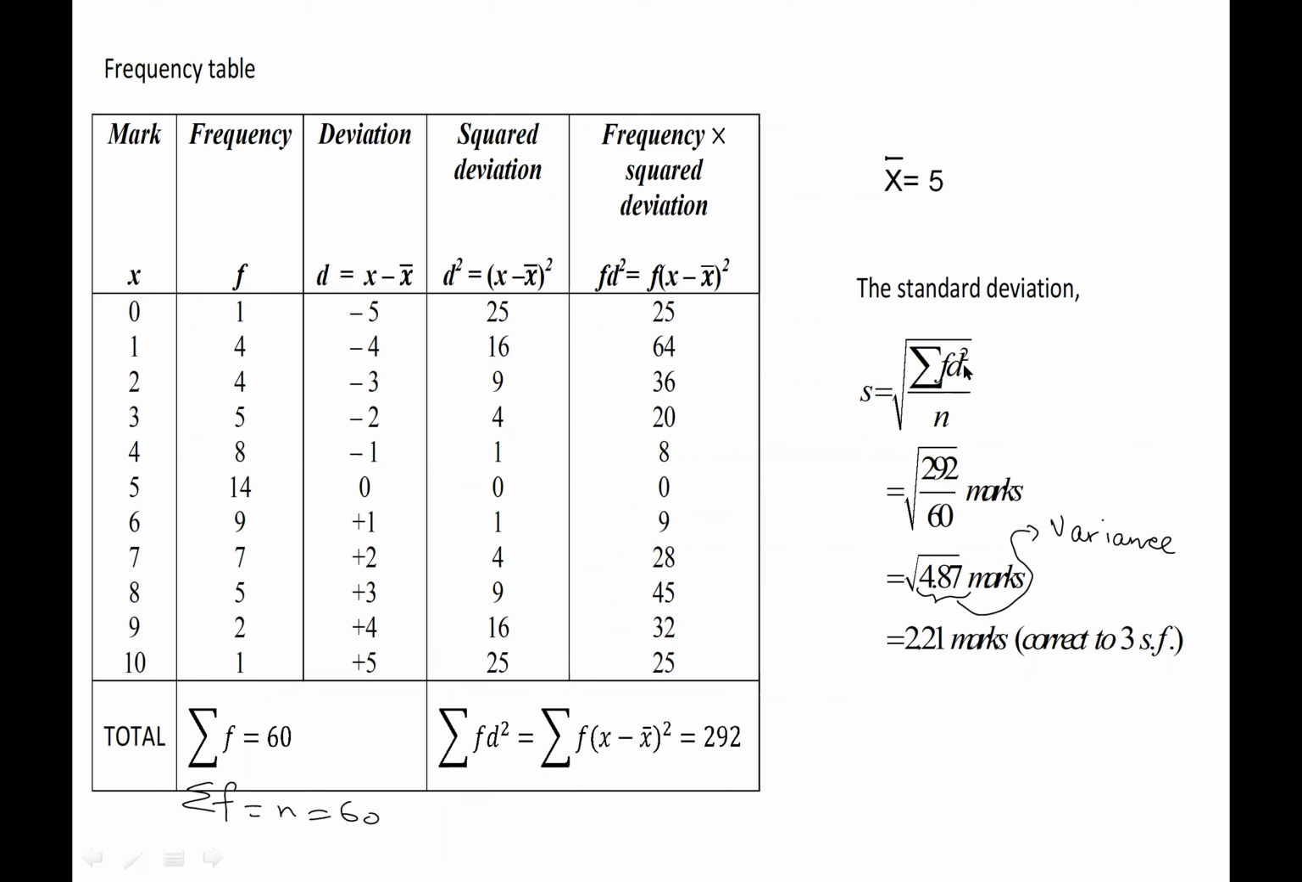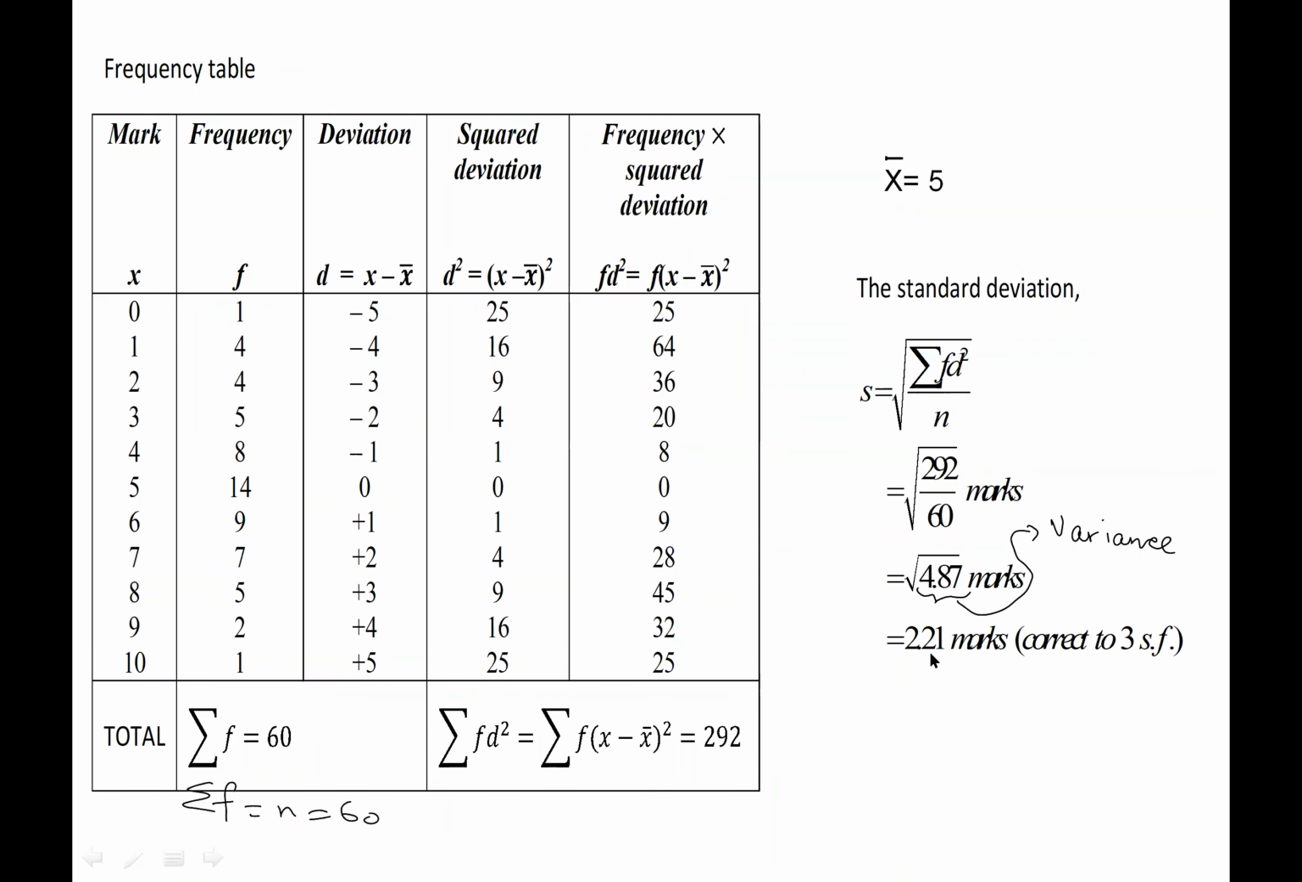So this top part is 292. We know n is the summation of all of these frequencies, right? That's what n is, and that's 60. So what goes below here is the 60. Then when we divide these two, we get 4.87. And then the last step is to find the square root of this 4.87.